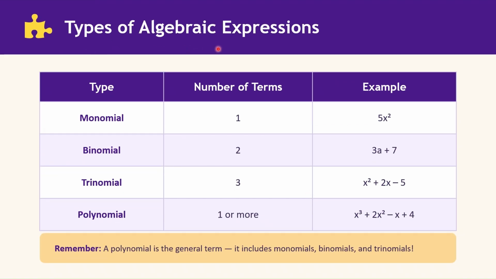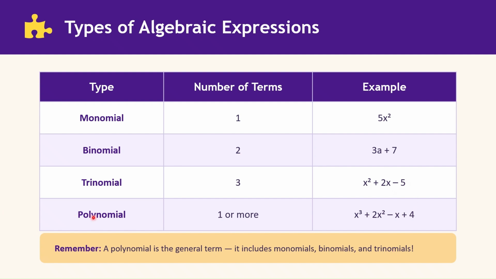Types of algebraic expressions. This table brings together everything we have covered so far. A monomial has one term, like 5x squared. A binomial has two terms, 3a plus 7. A trinomial has exactly three terms, x squared plus 2x minus 5.